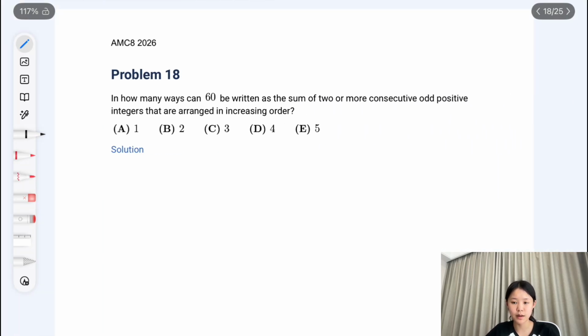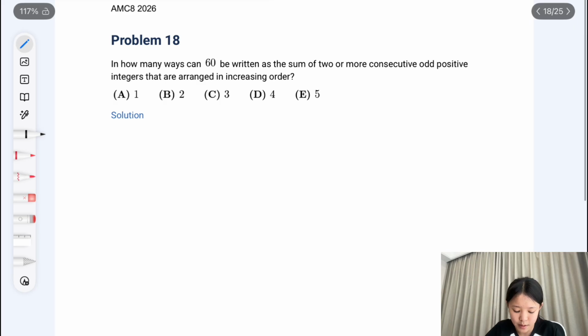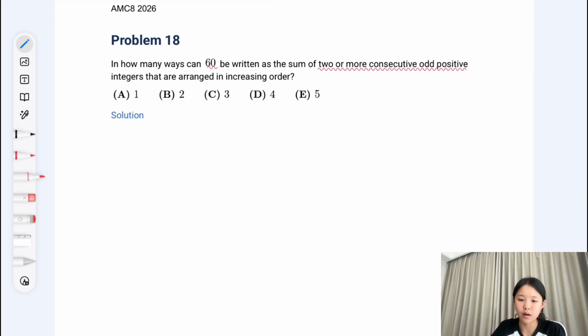So question 18. In how many ways can 60 be written as the sum of 2 or more consecutive odd positive integers that are arranged in increasing order?